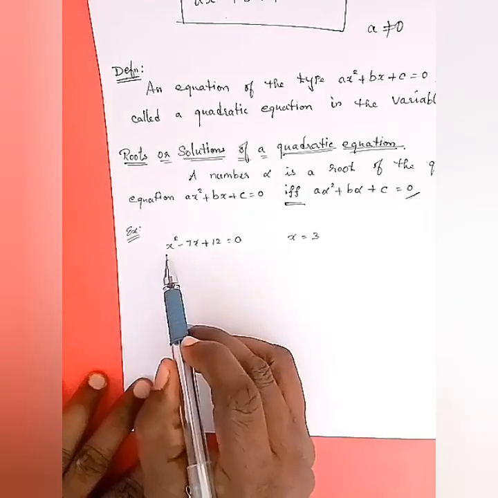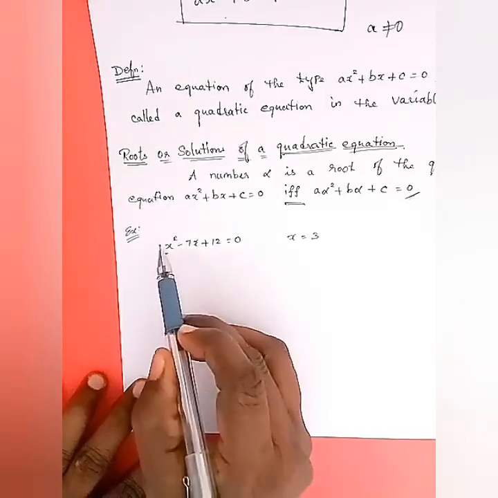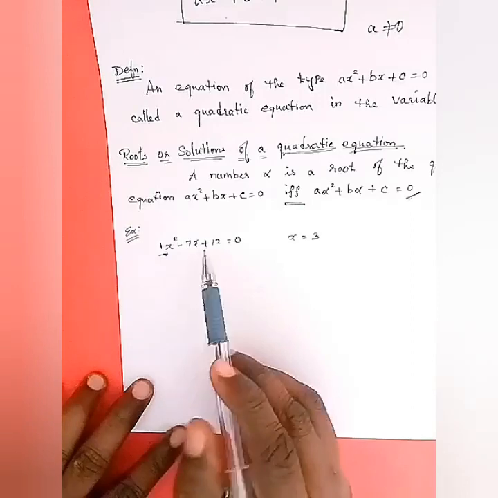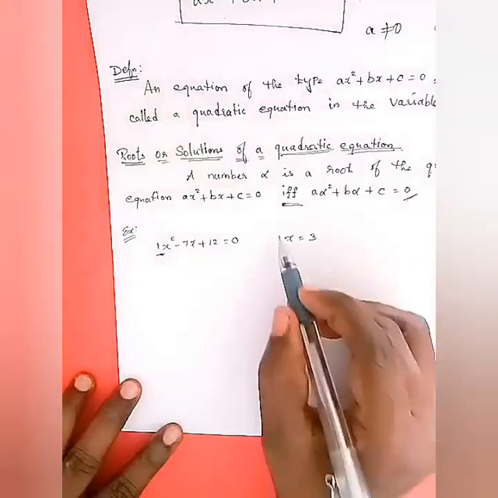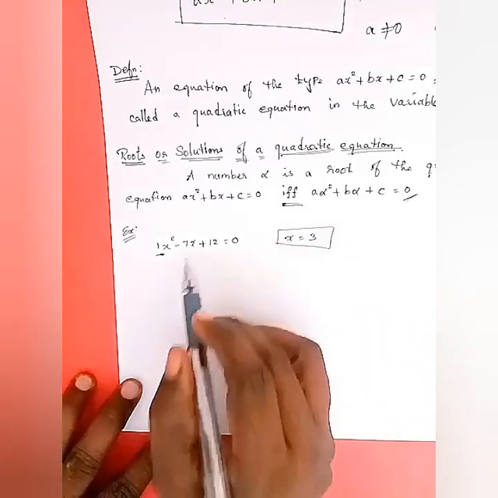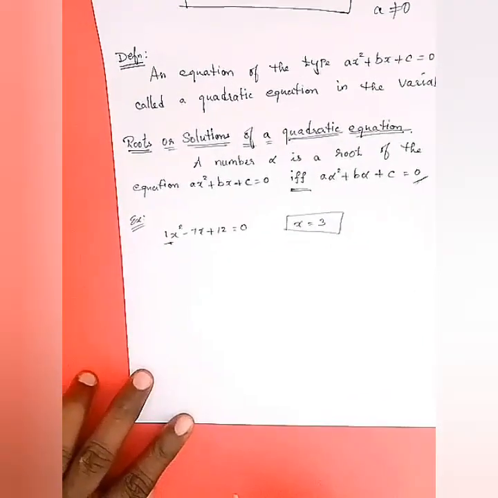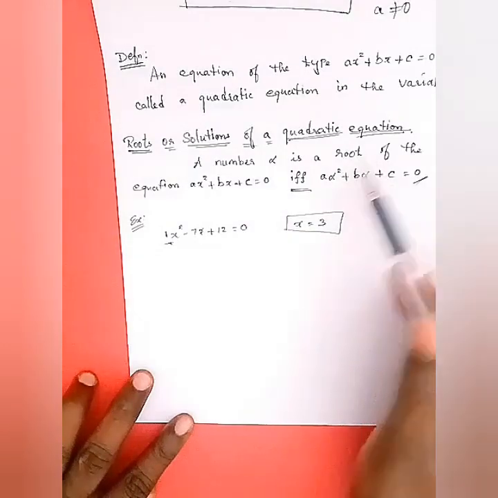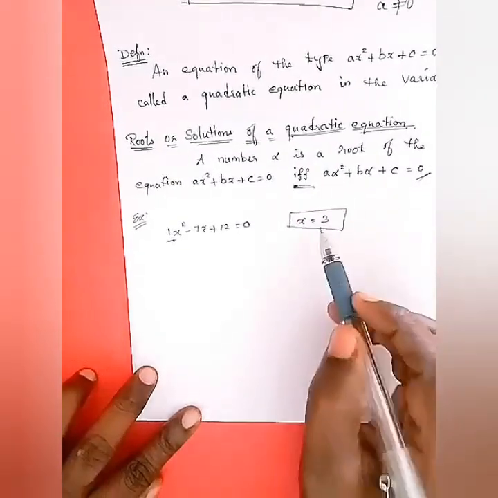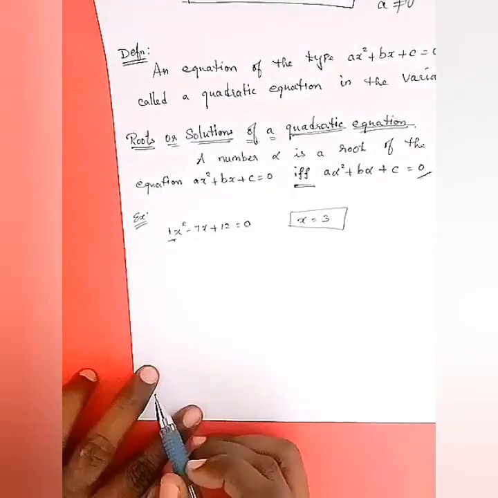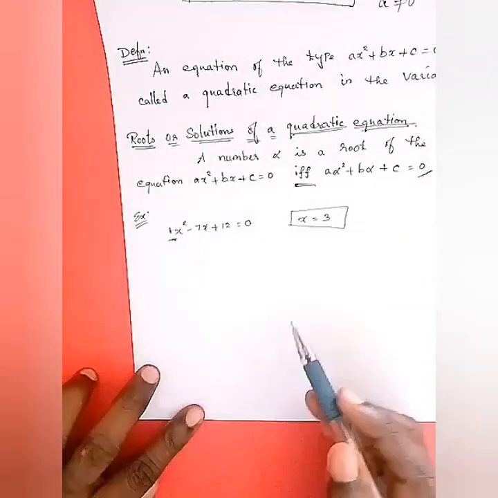Here in this quadratic equation a value is 1 because 1x square, right? So a value 1, b value minus 7 and c value plus 12. Now we are going to check whether x equal to 3 is a solution for this quadratic equation or not. As I said, alpha is a root, means we should substitute in the place of x. So in the place of x I am going to substitute 3 and I am going to check whether 0 is coming or not.